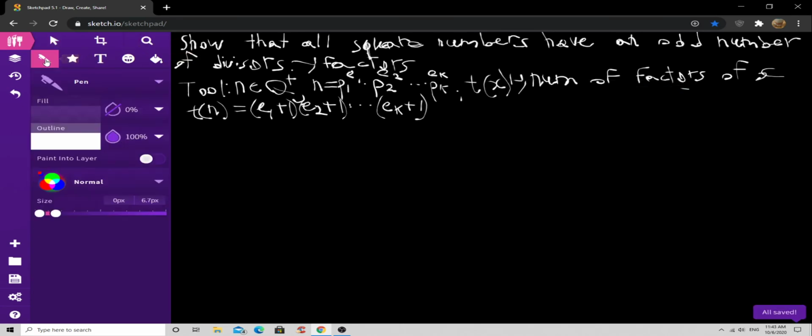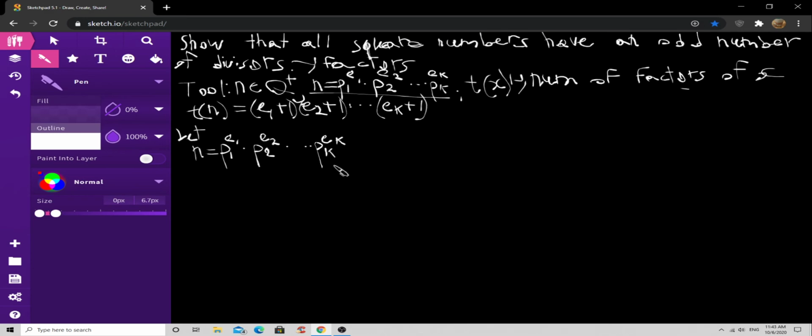Okay. So let's take any number n. We're just going to use this value n here. So n equals p1^e1 times p2^e2 all the way to pk^ek. Let n equal this. So this is the prime factorization of n.